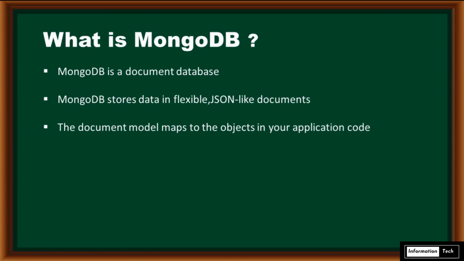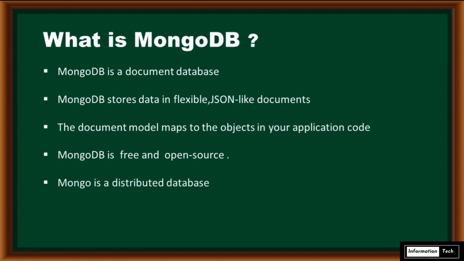MongoDB is free to use and it's also open source. MongoDB is a distributed database, so it is highly available. It has horizontal scaling and geographic distribution, which are built in and easy to use.